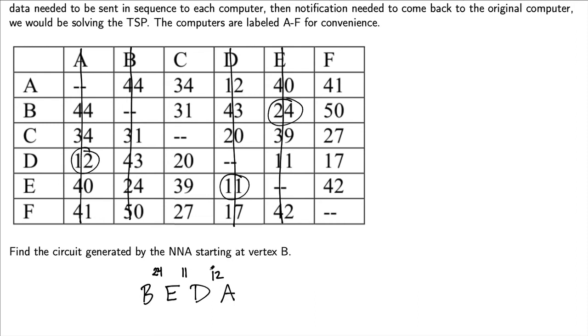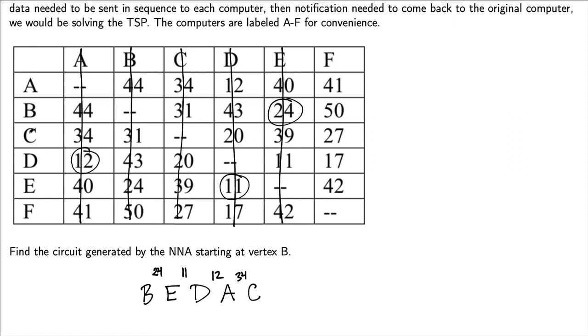Now I'm at A, and so in row A, I see two connections left. I've got 34 and 41. The smallest one there is 34, so that goes to computer C with a weight of 34. I cross off C.